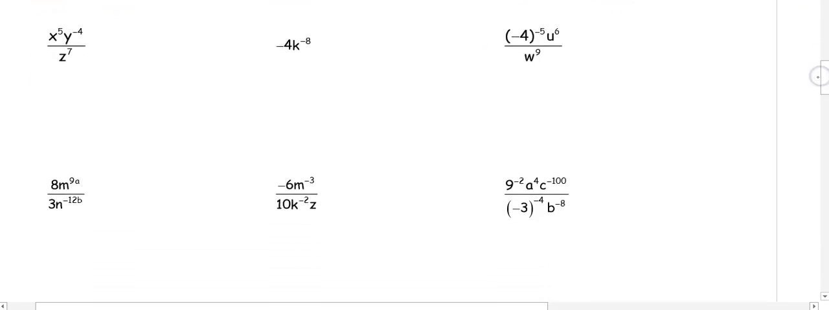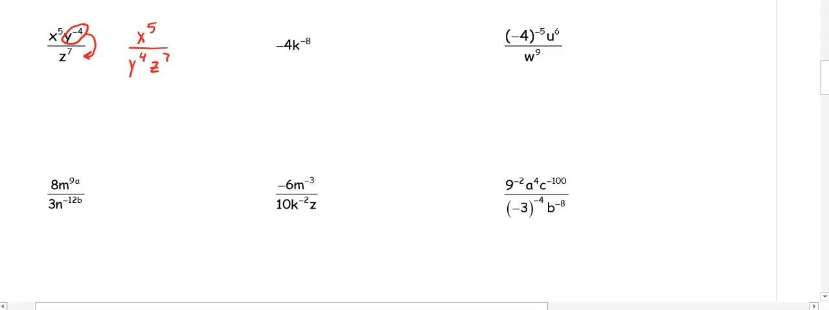The next one we have x to the 5th, y to the negative 4th, and z to the 7th. The only negative exponent here is the y to the negative 4th, so that is the only thing that's going to move to the denominator. The x and the z are going to stay in their respective positions because they have positive exponents. So in the numerator, we're going to have x to the 5th, and in the denominator, we're going to have y to the 4th and z to the 7th.